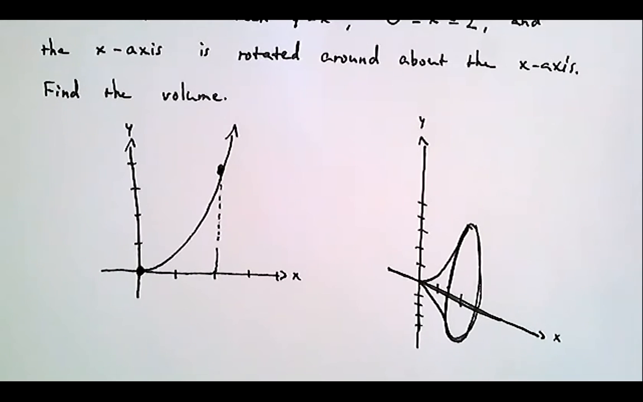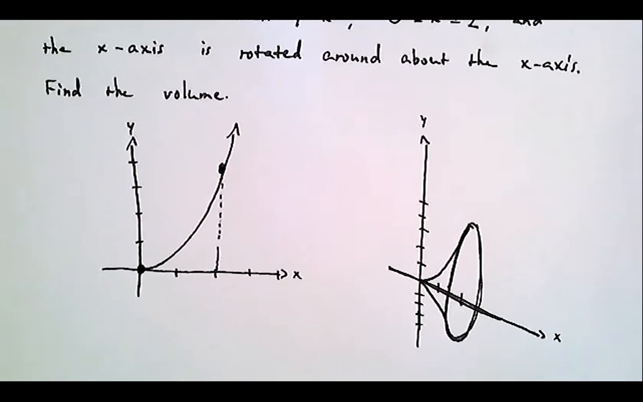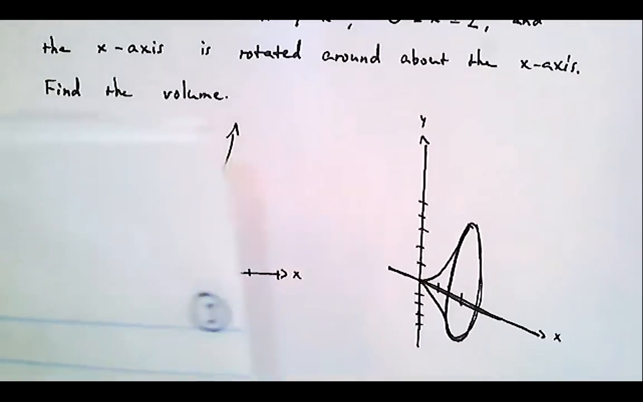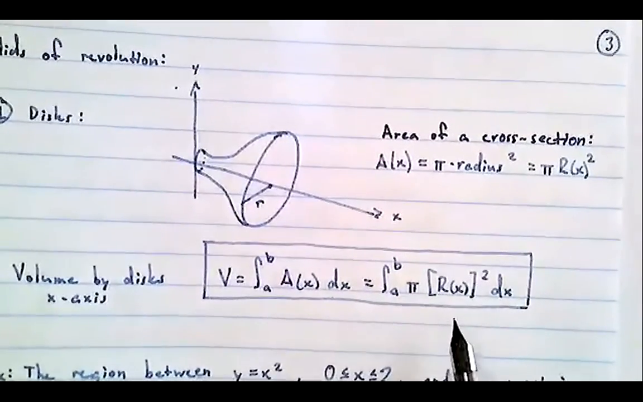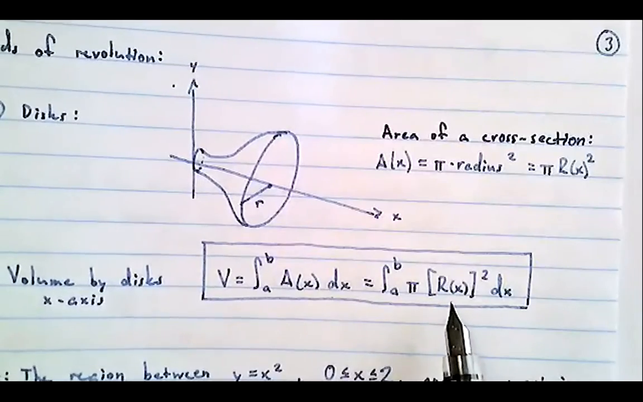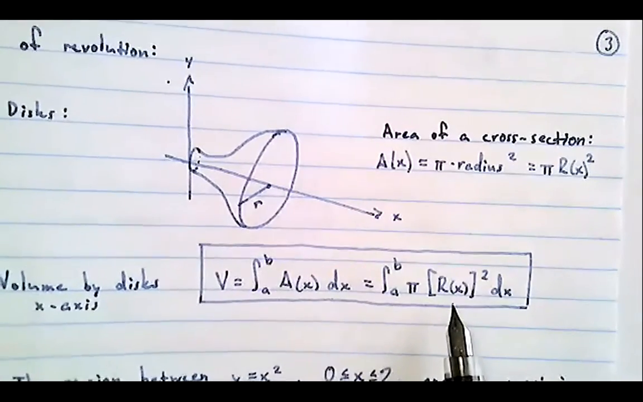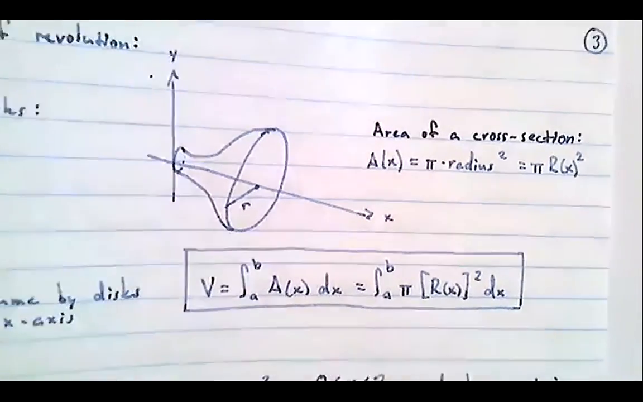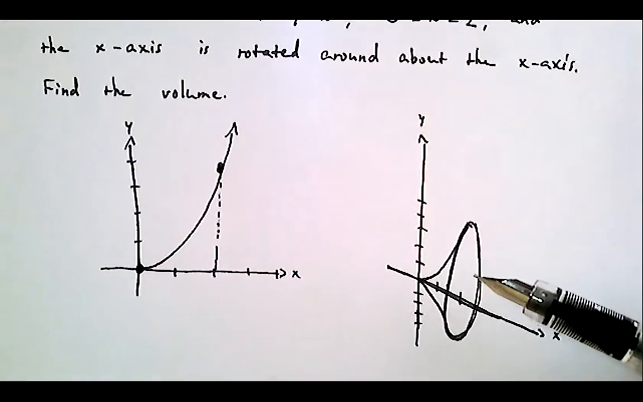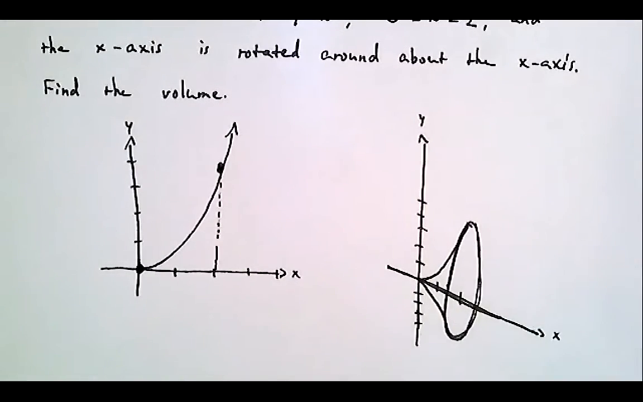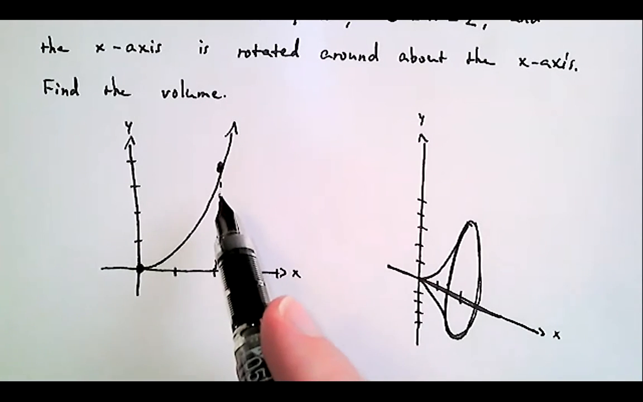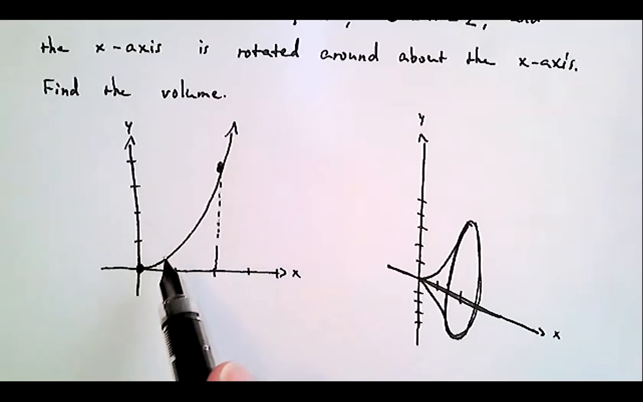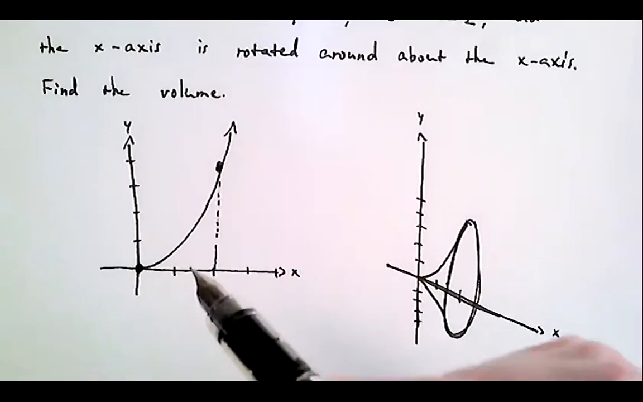And what do we need to do next? Well, we want to use this formula here in order to find the volume. So we're going to need to think about what the radius is of each of the circular cross sections. But we actually don't have to do any work on this one because the formula for the parabola tells us the radius of each of my circles or each of my disks.